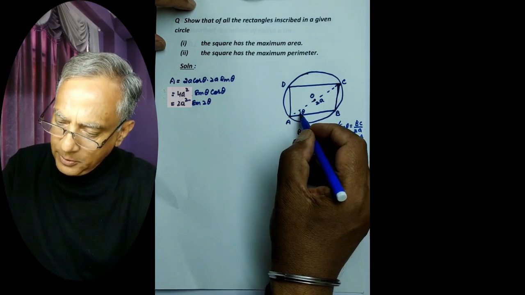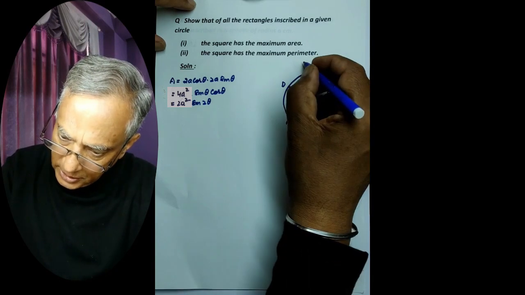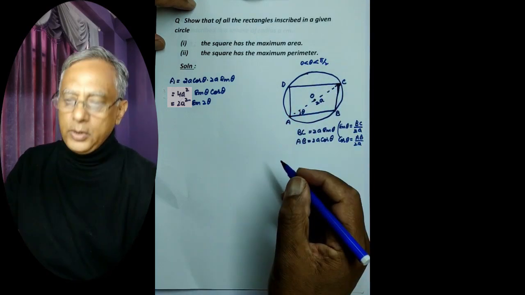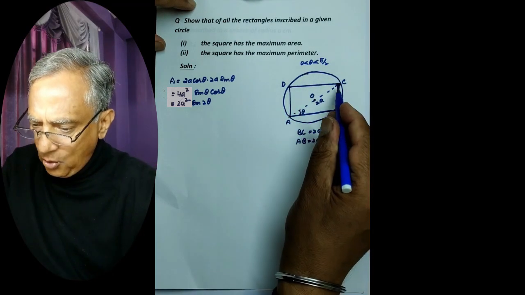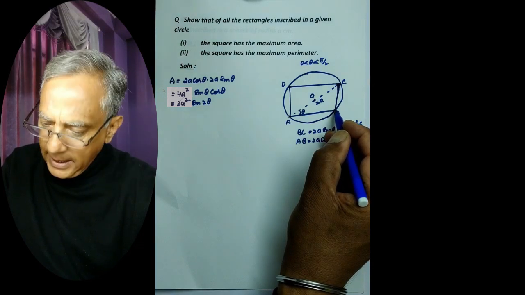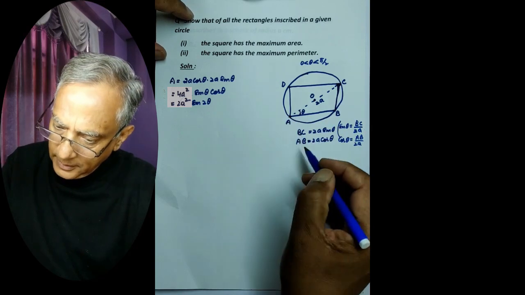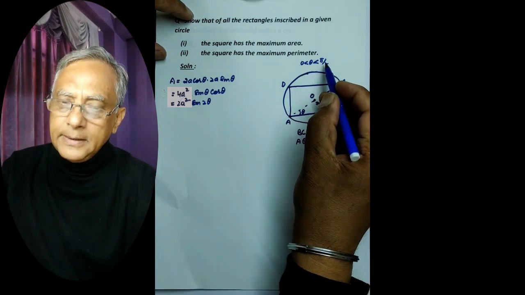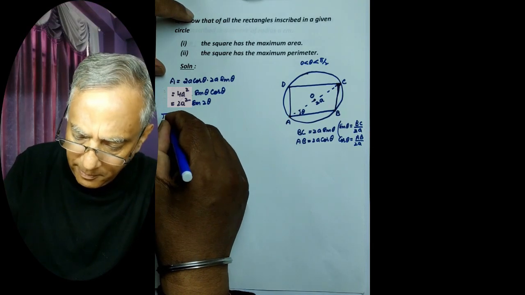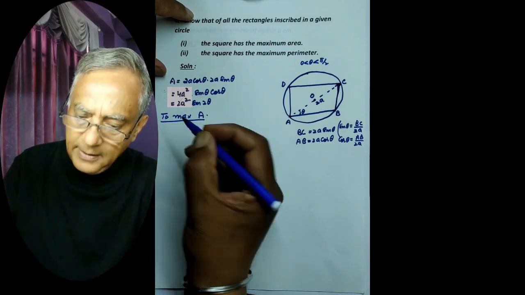And this theta lies between 0 and pi by 2, that is 0 is less than theta is less than pi by 2. It cannot be 0. If this angle is 0, then this side will also be 0, so there will be no rectangle. And if it is pi by 2, then this side will be 0. So theta lies between 0 and pi by 2. Now we have to maximize A.